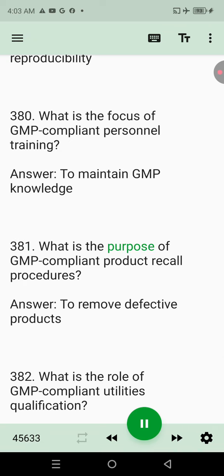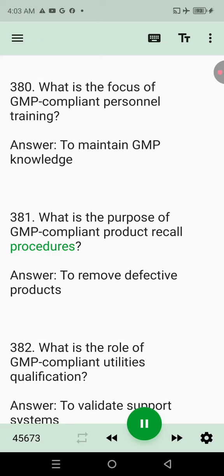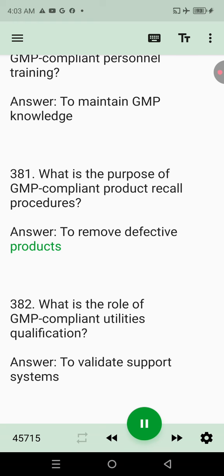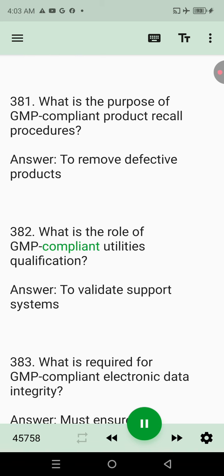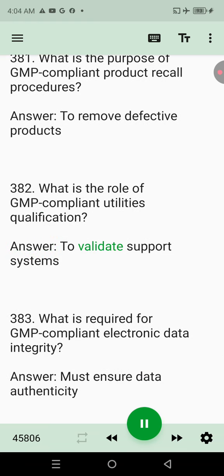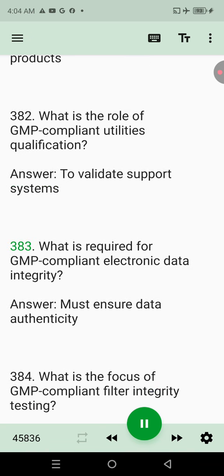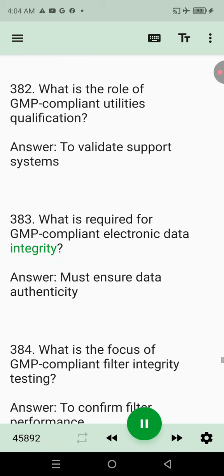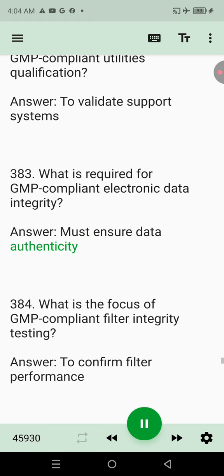381. What is the purpose of GMP-compliant product recall procedures? Answer: to remove defective products. 382. What is the role of GMP-compliant utilities qualification? Answer: to validate support systems. 383. What is required for GMP-compliant electronic data integrity? Answer: must ensure data authenticity.